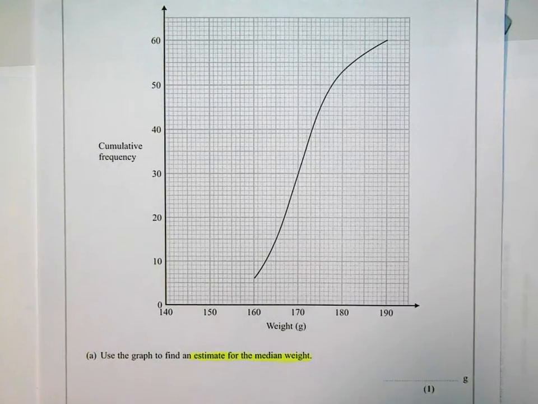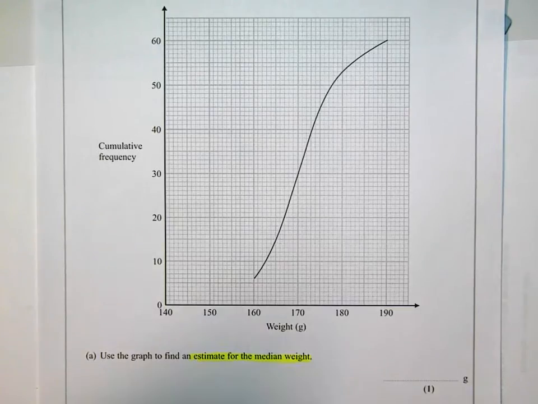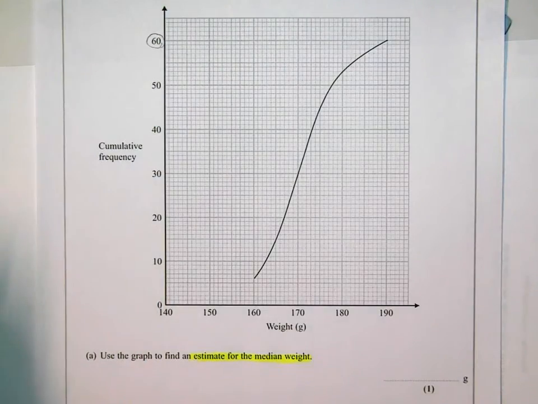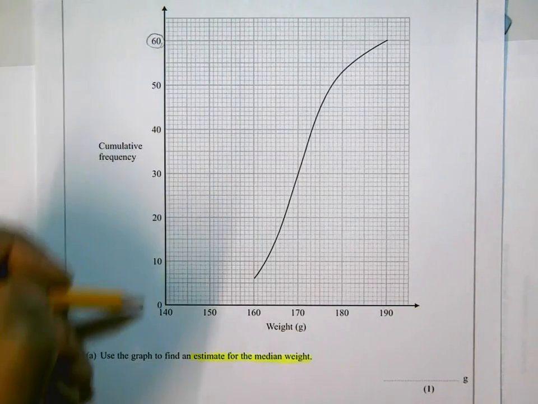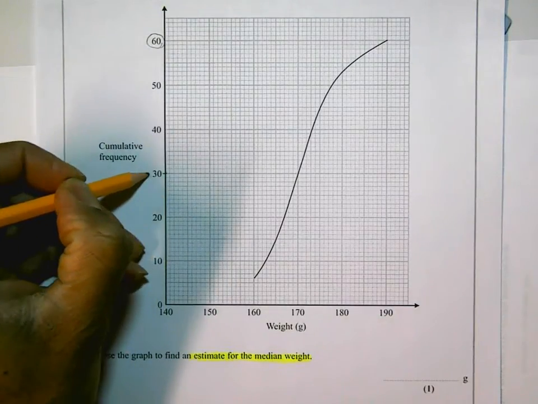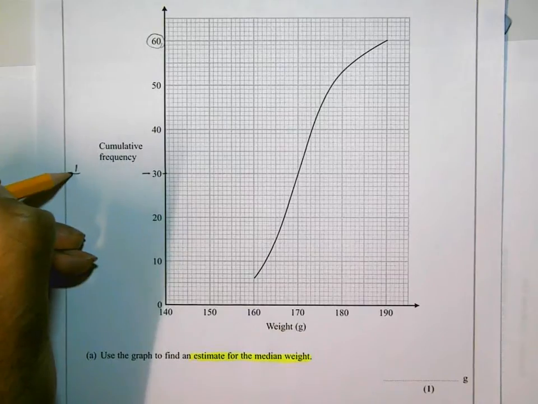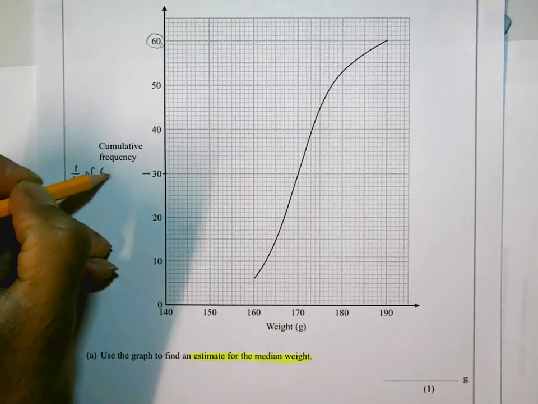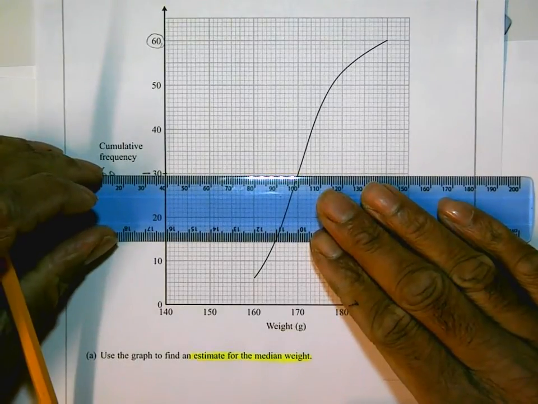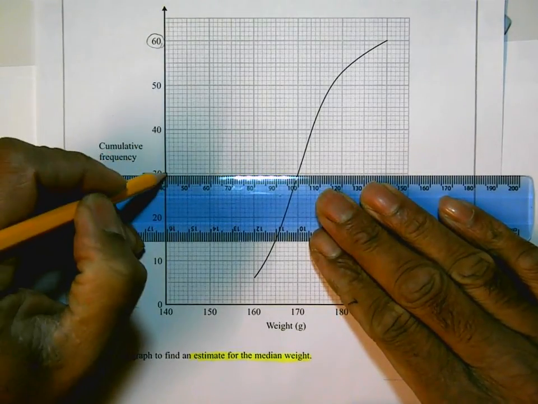So from a cumulative frequency graph, if you want to work out the median, it's pretty straightforward, and you should know this. This is something you need to remember. There were 60 plants. They told us that in the question. This is the cumulative frequency side. The median is the weight of the one in the middle, so half of 60. So half of 60 is 30. So to find the median weight, I'm going to go across from 30.